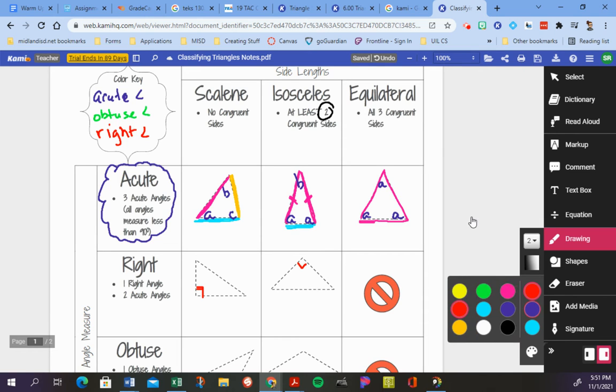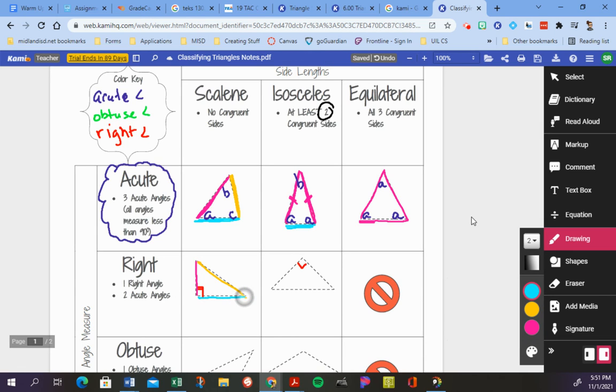On scalene, remember that no side is equal to anything else. So we have three different colors. Well, four if you count the angle. And two of the angles are acute. And one of them is a right angle.